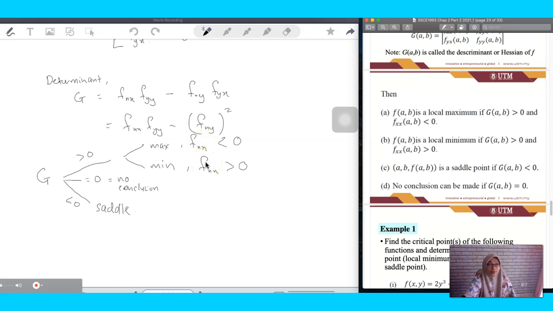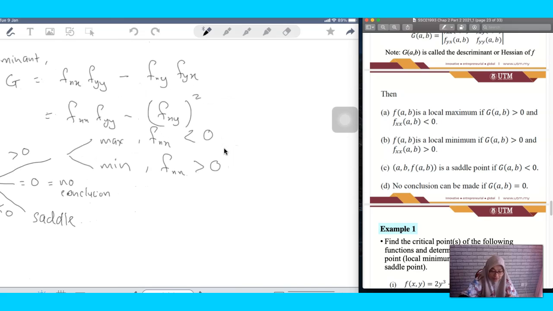So normally, how can you easily remember or memorize this condition? Sometimes you'll be confused and mix up everything. I have G positive, so which is which? How can I determine whether the critical point that I obtain is max or min? I know that you have to refer to fxx, but then how do you know if fxx is negative, whether you have max or min? It's sometimes a bit confusing. So for me, how can I memorize that?